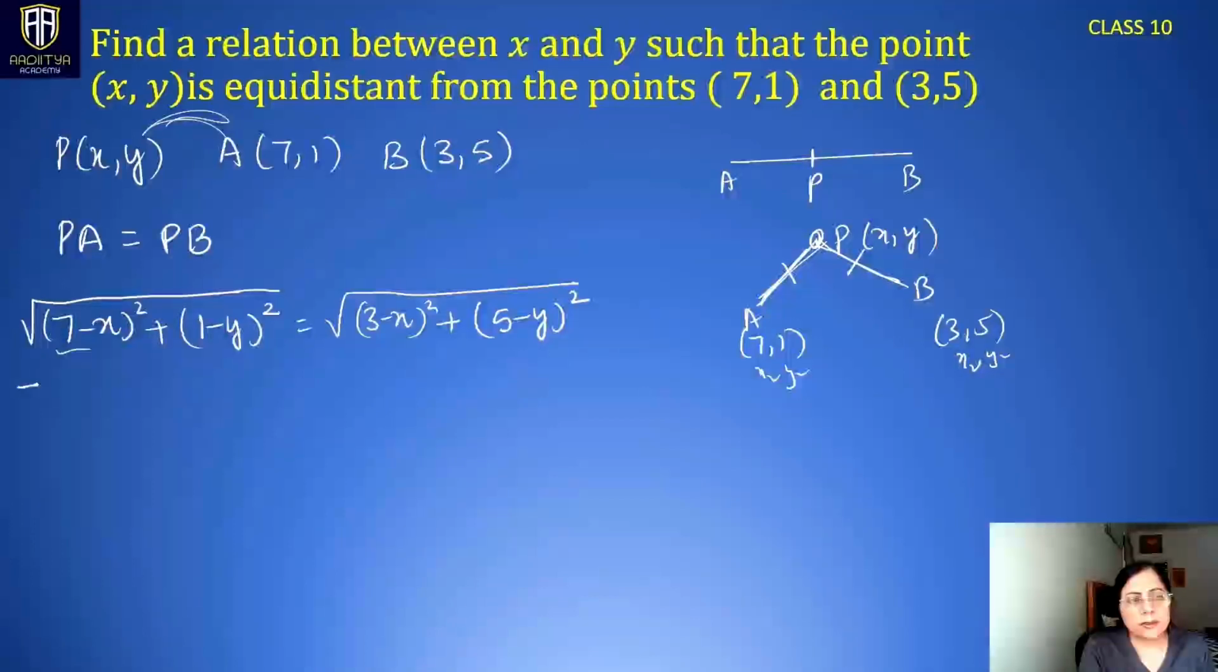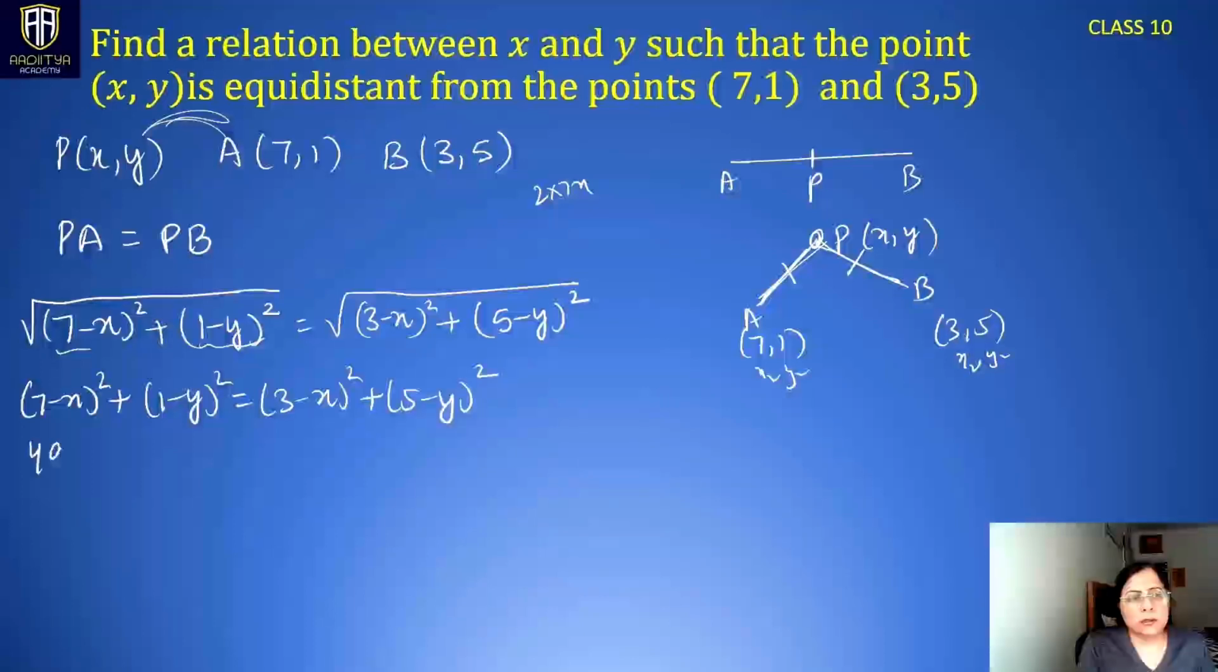Now I am opening these brackets. This is a minus b whole square. This is a square plus b square minus 2ab, 2 into 7 into x, that is 14x. Okay, let me do it in a little bit more detail. In the first step, you can remove the square roots. So we have 7 minus x whole square plus 1 minus y whole square is equal to 3 minus x whole square plus 5 minus y whole square. This is a square plus b square minus 2ab.